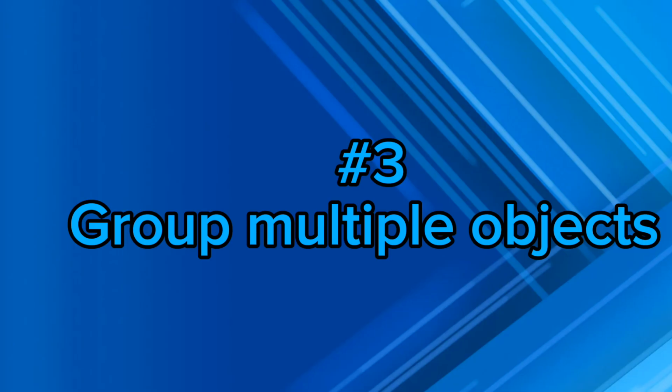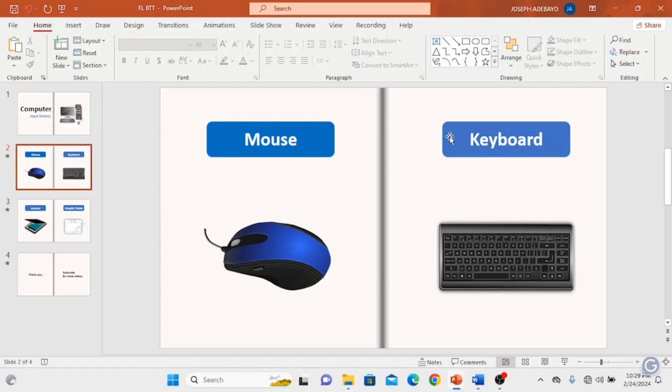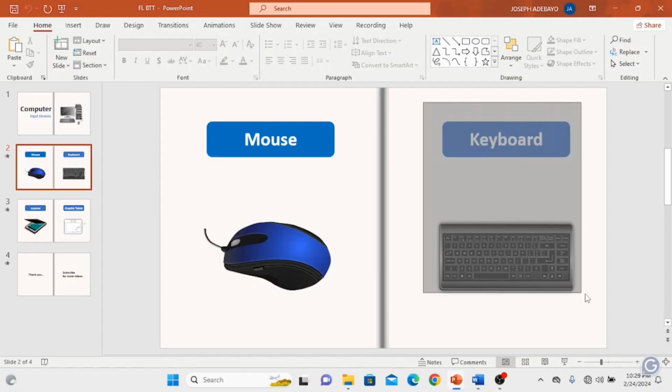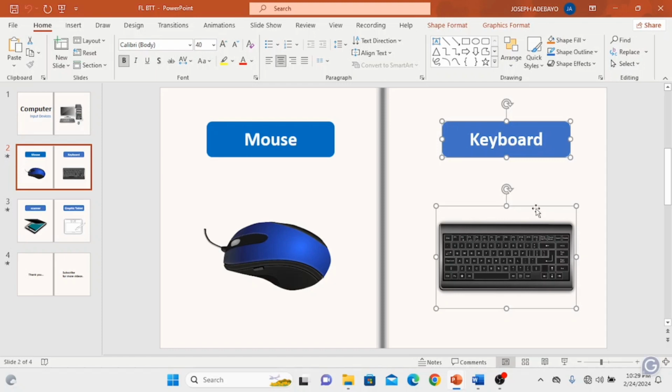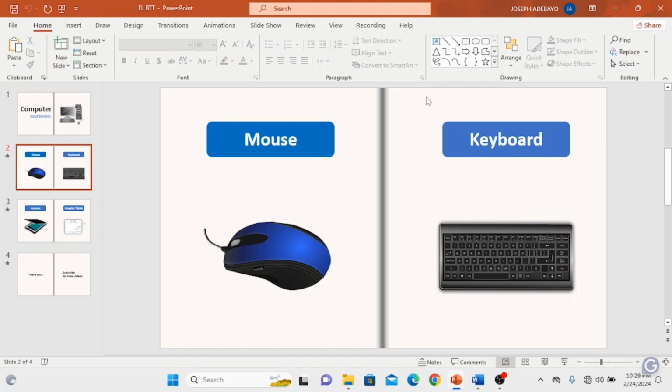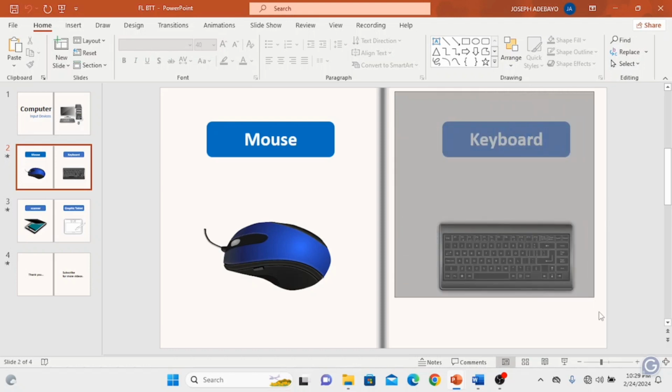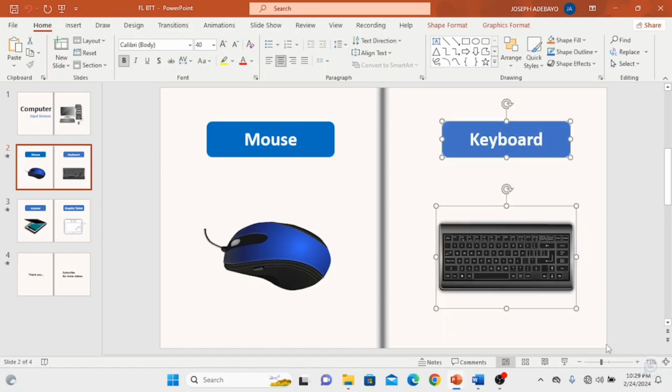Number 3, group multiple objects. For instance, if I wanted to cut this section and paste it on a new slide, I can simply select everything. In order to select it, I'm going to highlight my cursor and drag it this way so that the two items can be selected. Better still, you can press on this first one at the top, then press Shift, then press the second one.